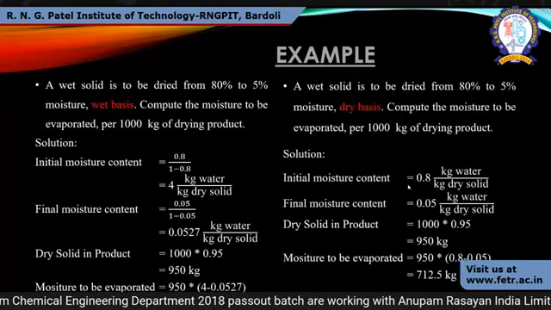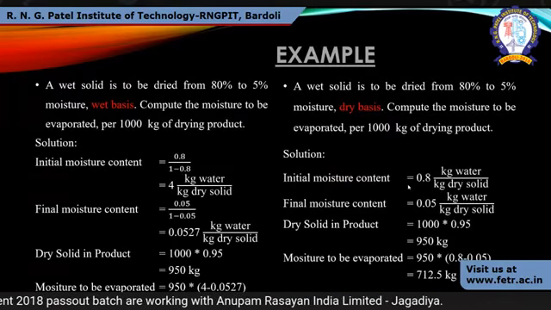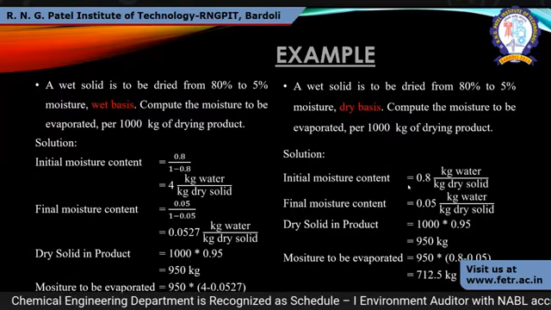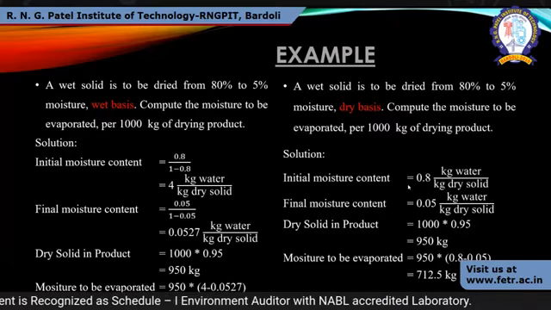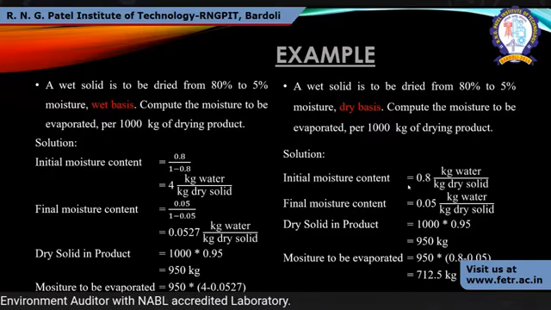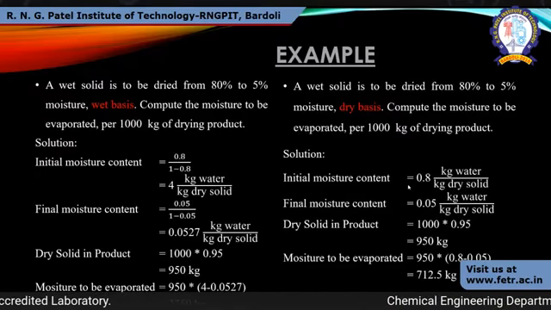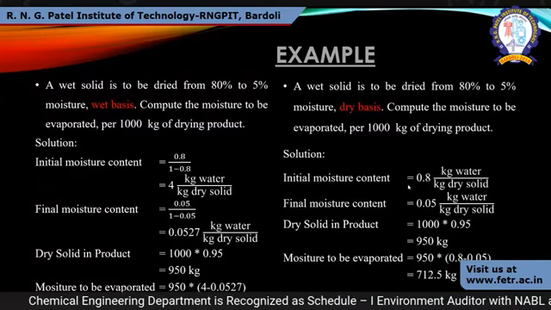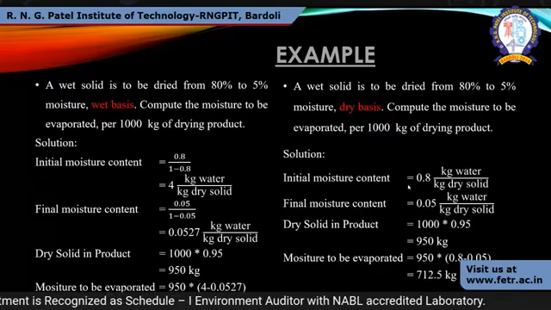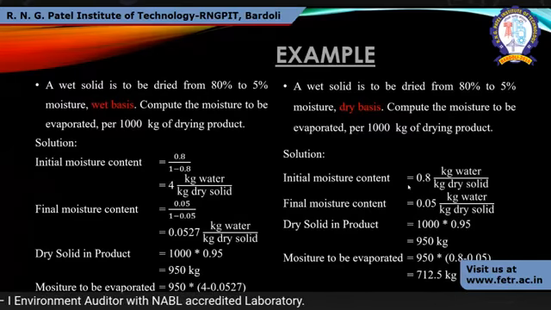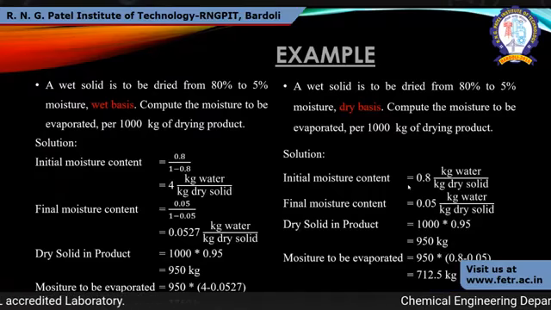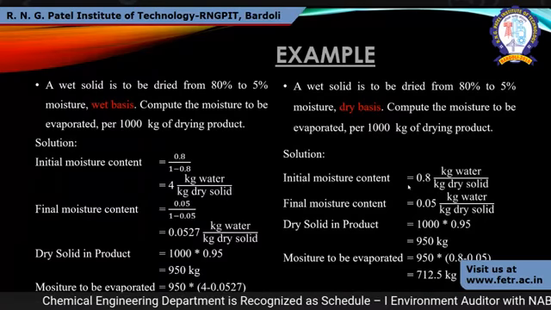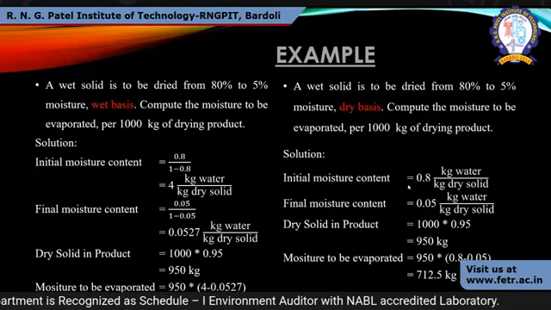The same numerical I have solved for dry basis. So if we are given the same amounts, 80% to 5%, for dry basis, then how much water needs to be evaporated? So the initial moisture content, now 80% on dry basis, is 0.8 kilogram of water per 1 kilogram of dry solid, right? So initially, if on wet basis we see there is 4 kilogram of water, now it is reduced to 0.8 kilogram. So the entire numerical is changed on the basis of wet basis and dry basis, right?